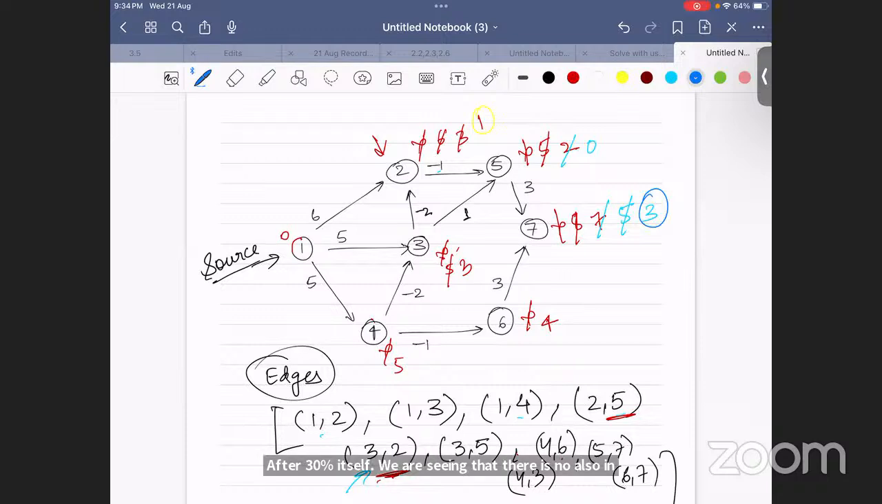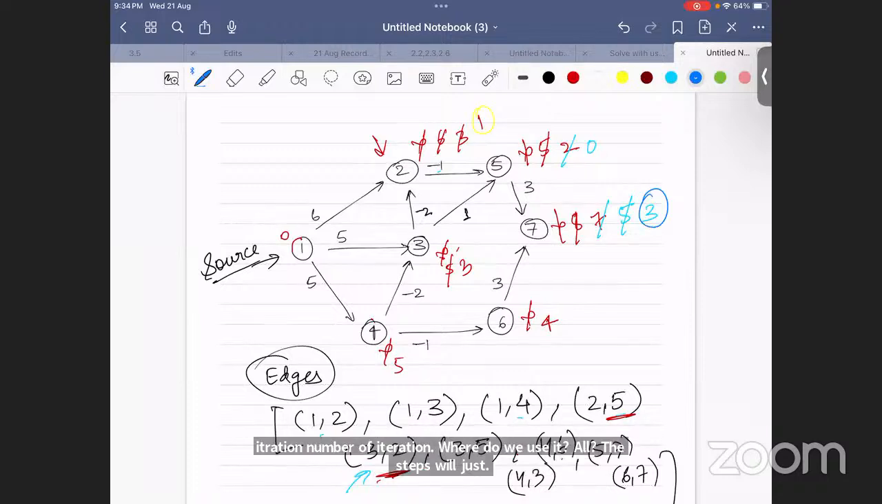See, this will not be asked in your paper, mostly. Basic idea will be asked. The number of iterations, where do we use it, all those stuff will be asked. But the algorithm will not be asked in the exam. Dijkstra can be asked, but the Bellman-Ford and the Warshall mostly will not be asked.